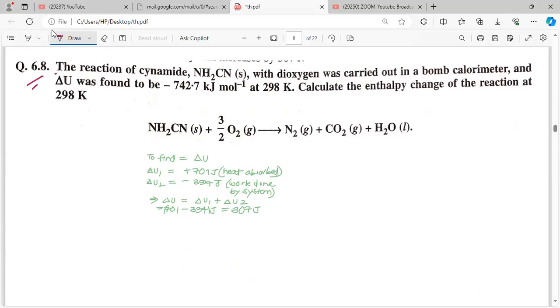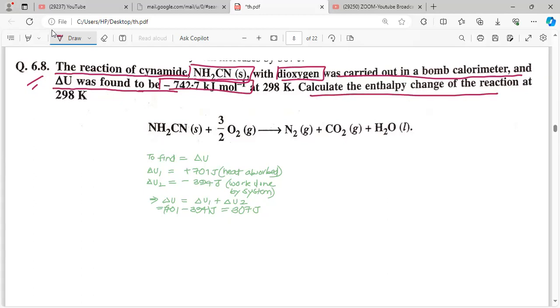So what is the question given? The reaction of cyanamide NH2CN. I think you will be able to solve this question. Okay, leave it, no problem. Delta U was found to be 742. You solve this one fast. Calculate the enthalpy change of the reaction.